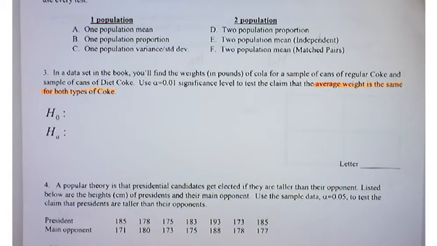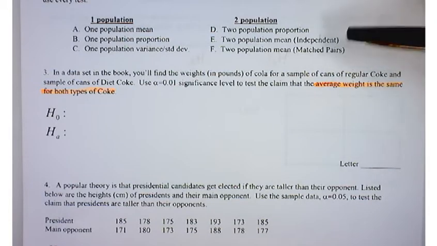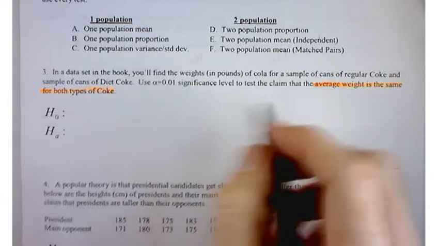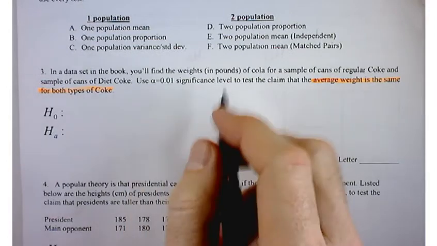The mean. Good question. Is it going to be matched pairs or independent? Do you think the weight of a can of Diet Coke is going to have any relation to a randomly picked can of regular Coke? I know they're the same brand, but they're different cans, probably different production lines. So I'd say they're going to be different.